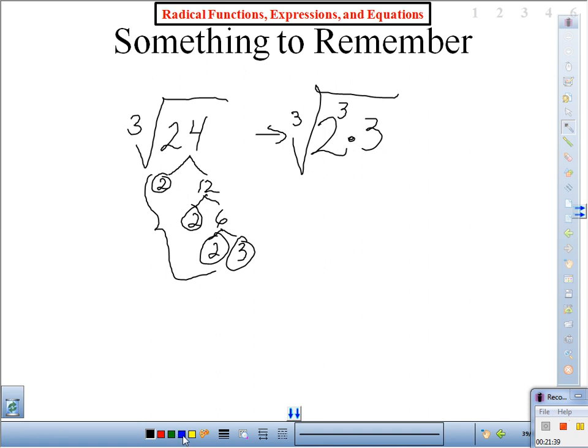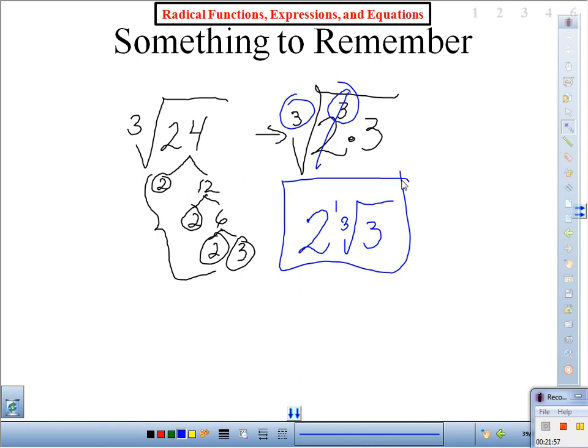And now, can we simplify? What is 3 divided by 3? 1. So we're left with 2 to the first. We're done with it. What's left inside? Cube root of 3. Copy that, please.